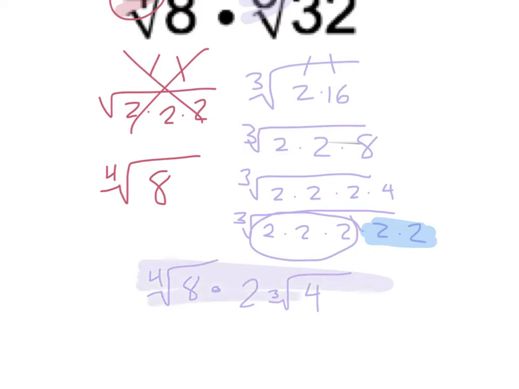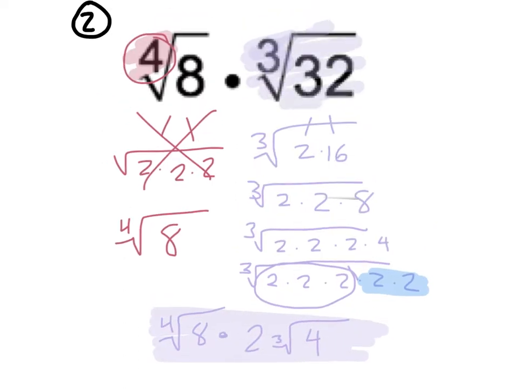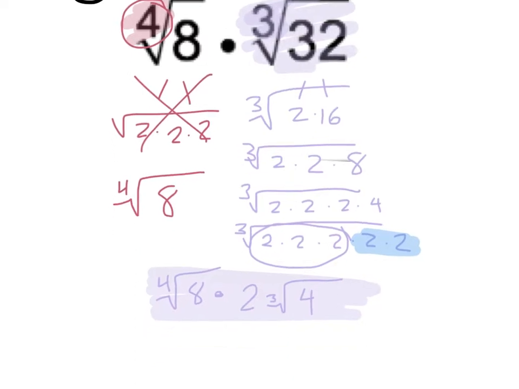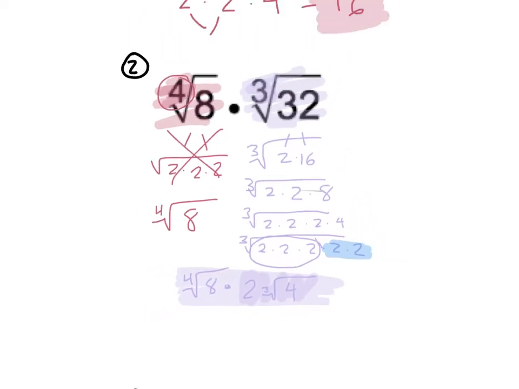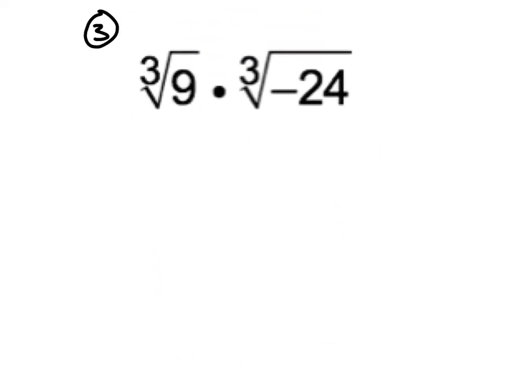So this one, all we ended up doing was breaking down this cubed root of 32 into this part, and then we just left the first part the same. So let's go to number 3. So here we can combine them.